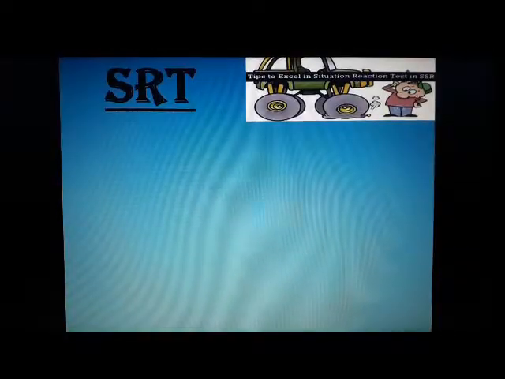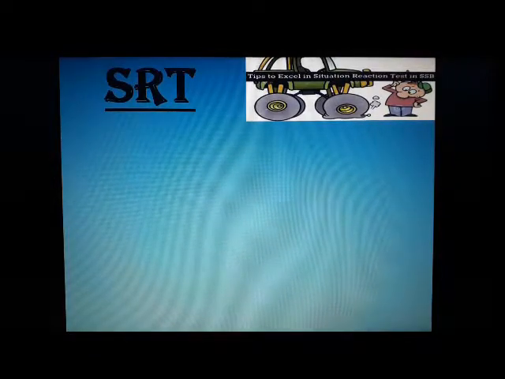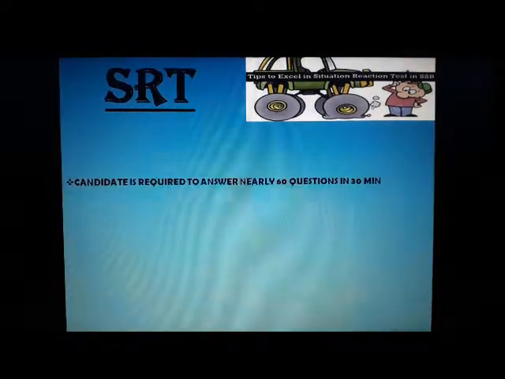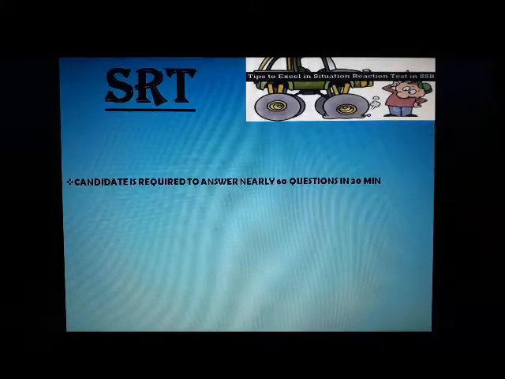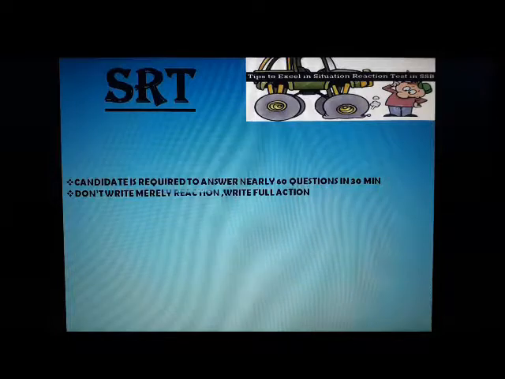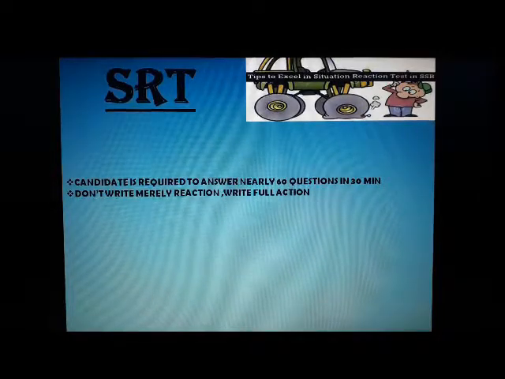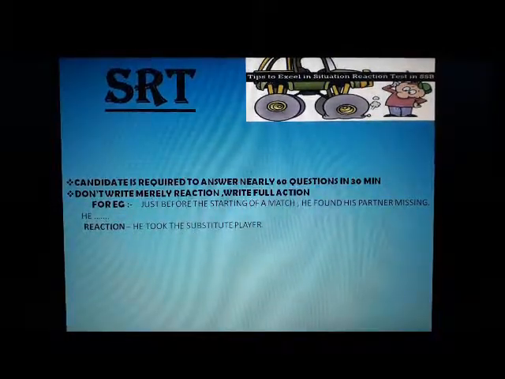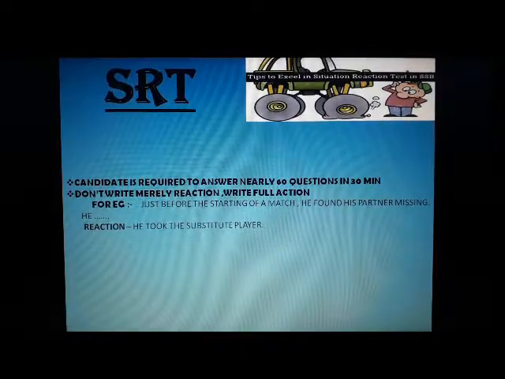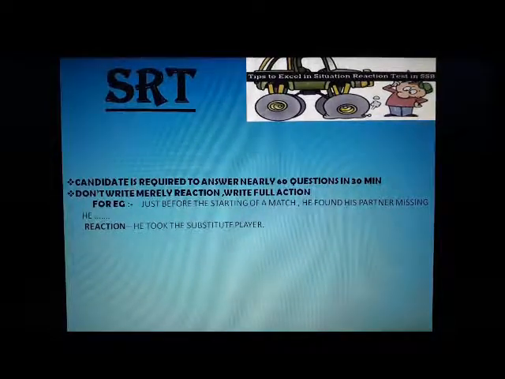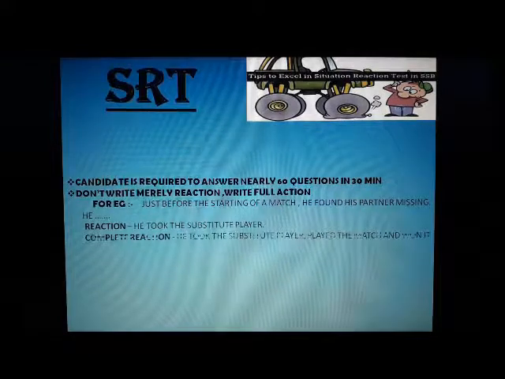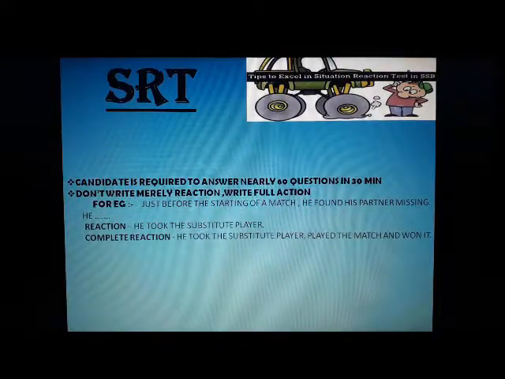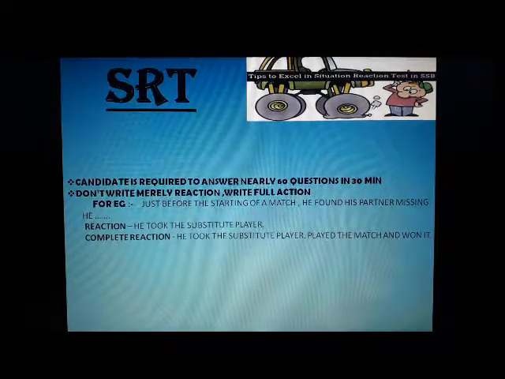Friends, please keep the following tips in your mind before starting preparation for SRT. In SSB, the candidate is required to answer nearly 60 questions in 30 minutes. Friends, do not write merely the reaction, write the full action. For example, just before the starting of a match, he found his partner missing. Now what will he do? Reaction: he took the substitute player. But the complete reaction is: he took the substitute player, played the match and won it.